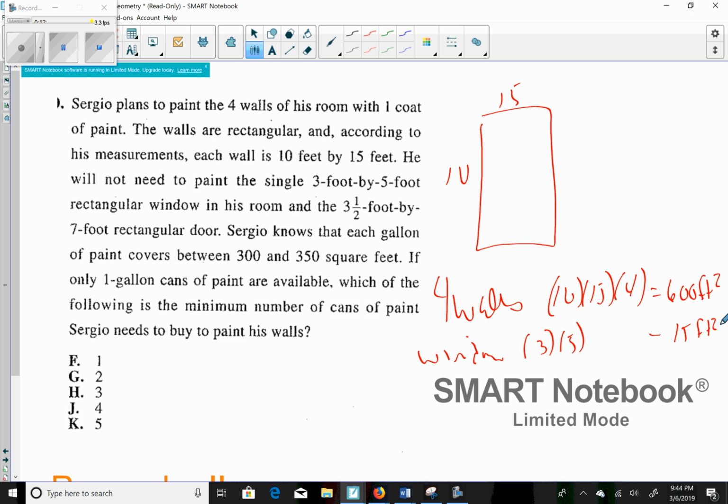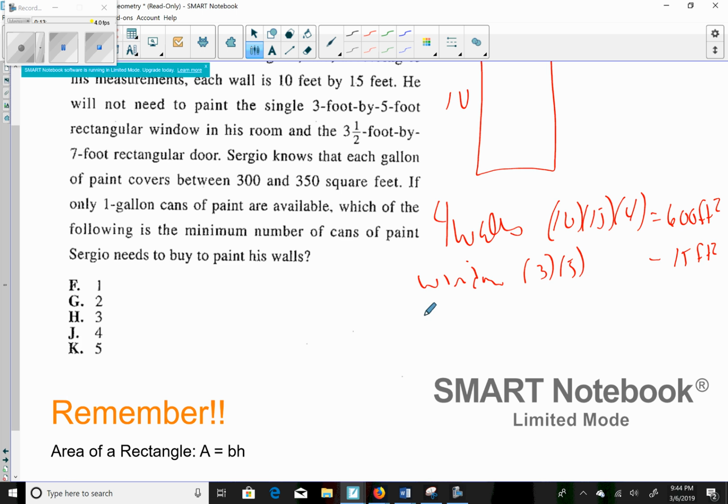And the 3.5 by 7-foot rectangular door. So I'm going to subtract that door. So the door is 3.5 by 7 feet. So I'm also subtracting that door, which is 24.5 feet. So when I do all that, I end up with 560.5 feet squared that I have to paint.